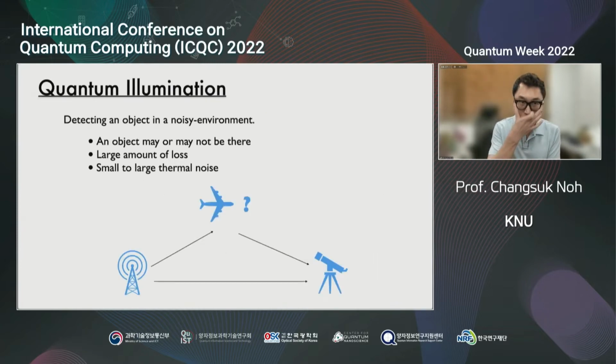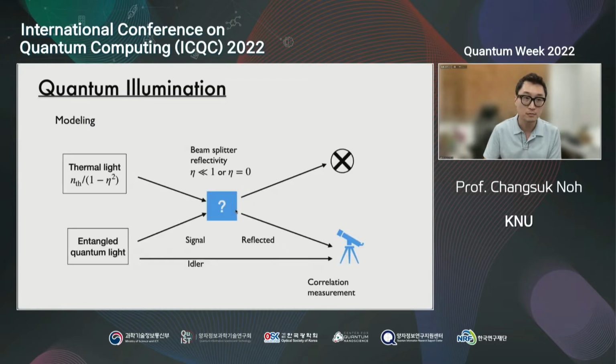So what is quantum illumination? The task in quantum illumination is to detect, like a radar. It's not fully radar, but it's just to detect whether the object is there or not. We assume that the object is embedded in a noisy environment, which is just a thermal environment. And we assume that the object is far away, so there's a large amount of loss.